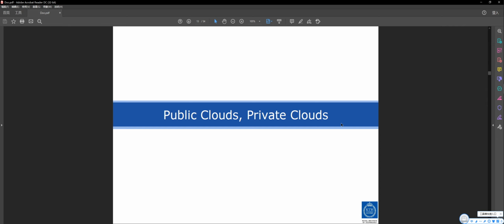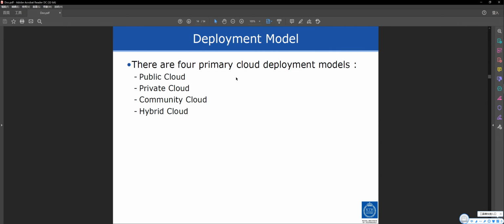Public clouds, private clouds. Deployment model. There are 4 primary cloud deployment models: public cloud, private cloud, community cloud, hybrid cloud.